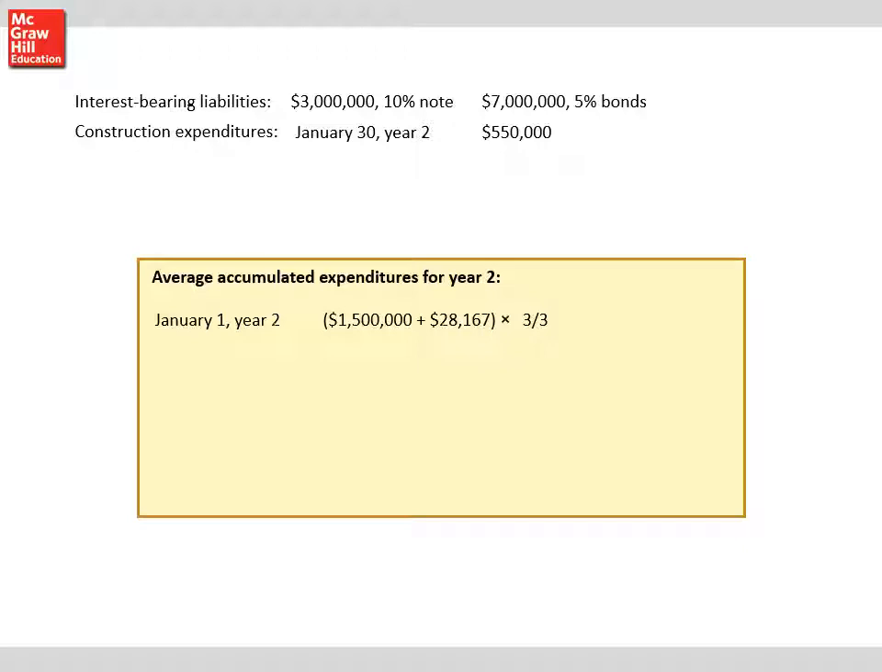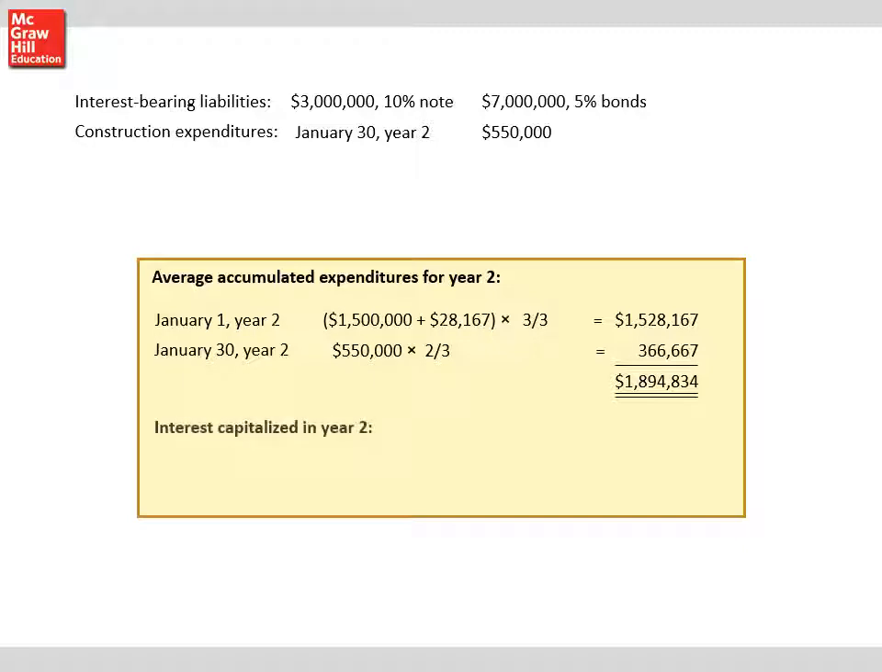Last year's total expenditures plus interest capitalized. Now, the construction period only lasted 3 months, so we would have to calculate interest on them for 3 of 3 months. Then the January 30th, it's a $550,000 expenditure. We would only need to calculate interest on that for 2 more months till the construction period ended. So the total expenditures that you should capitalize interest on for the second year, $1,894,834. Use the same interest rate as last year because the loans didn't change.